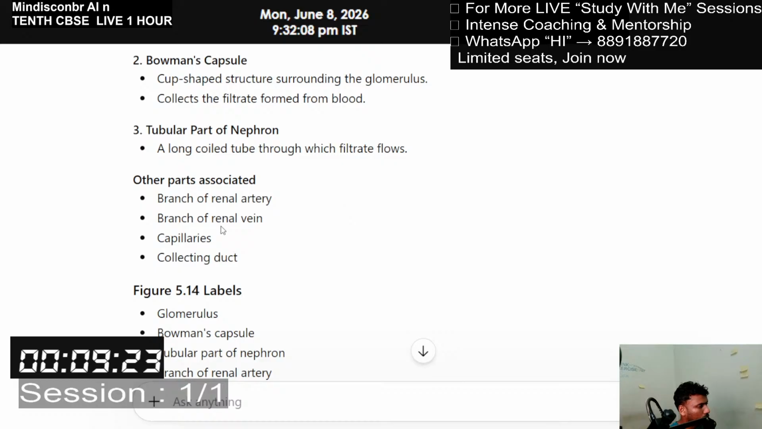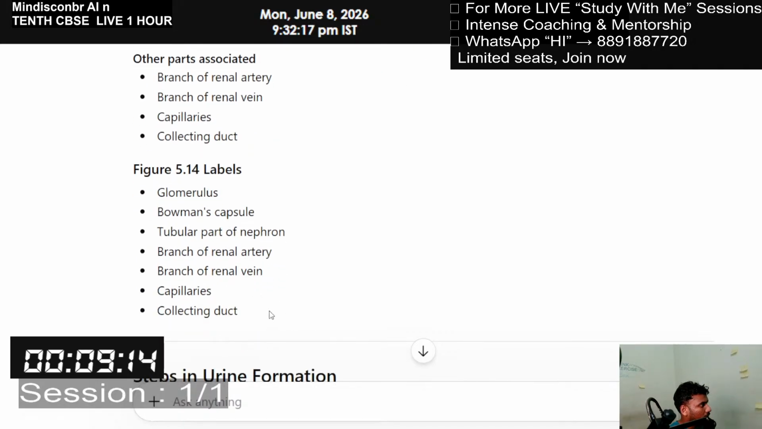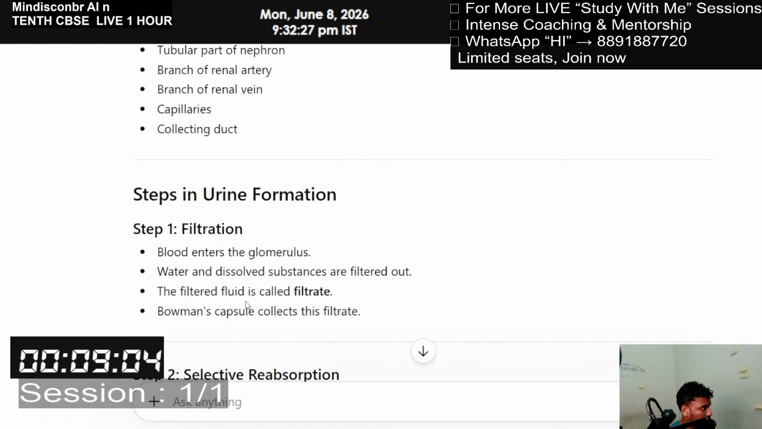Other associated parts are the branch of renal artery, branch of renal vein, capillaries, and collecting duct. So the nephron contains glomerulus, Bowman's capsule, tubular part of nephron, branch of renal artery, branch of renal vein, capillaries and collecting duct.